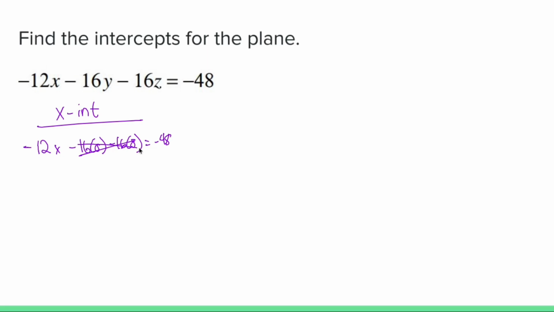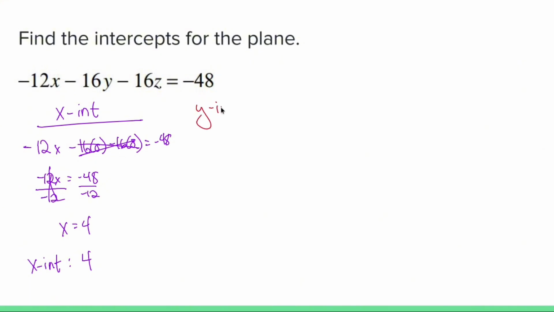So the y and z terms go away. Okay, so you cross both of those out. You get -12x equals -48. Divide by -12. X is going to equal 4. So the x-intercept is going to be 4. And then you do it again.